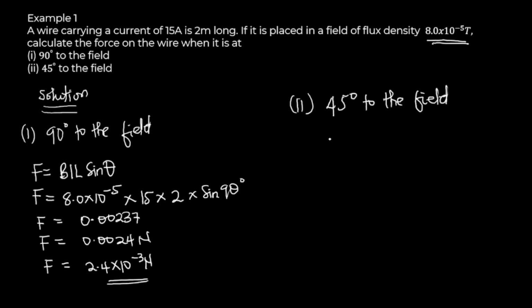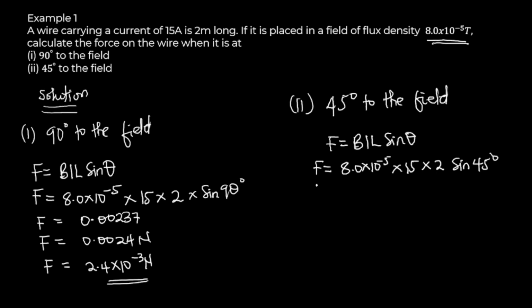So this means that our force is still equal to BIL sine theta. Everything else will be the same except for the angle that will change from 90 degrees to 45 degrees. So we have 8.0 times 10 raised to the power minus 5 as our magnetic flux density, multiplied by 15, which is the current, multiplied by 2, which is the length of the wire, and then multiplied by sine. The angle is now 45 degrees.